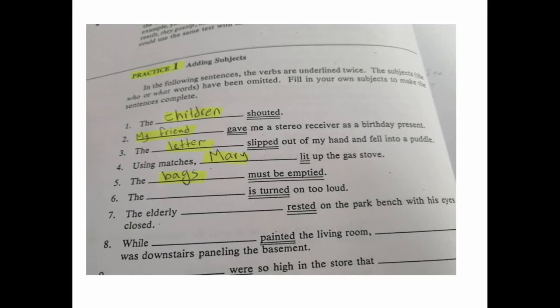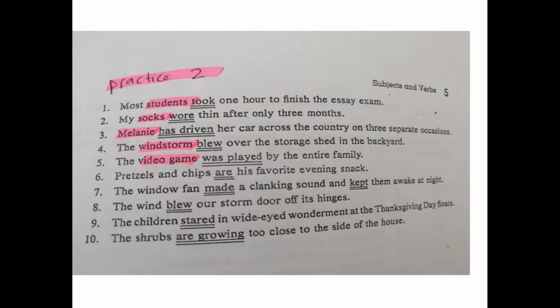The bags must be emptied, and here we have a long verb. Must from the modal family, be from be family. Emptied is the main verb. That's what I taught you yesterday, if you remember. Now please, if you have the book, you need to finish the rest of the exercises 6, 7, 8, 9 and 10. That is in practice 1. Okay? Now let's move to something else, which is practice number 2.